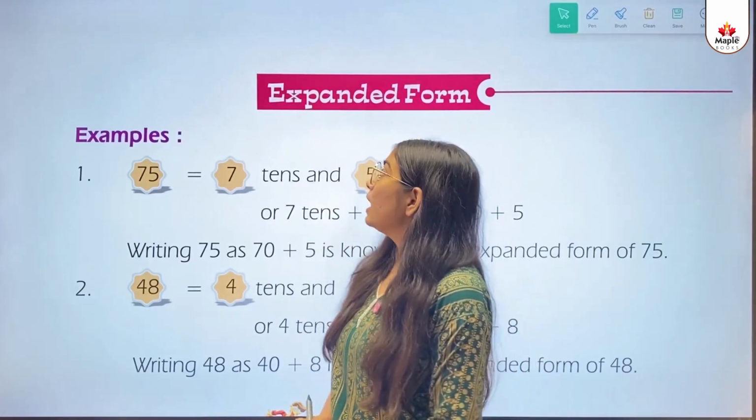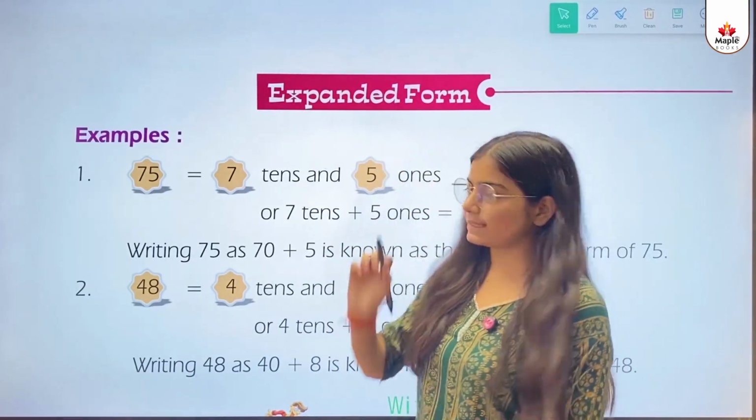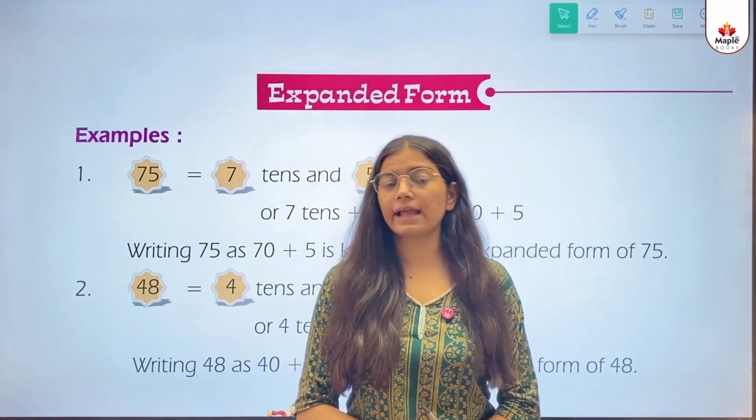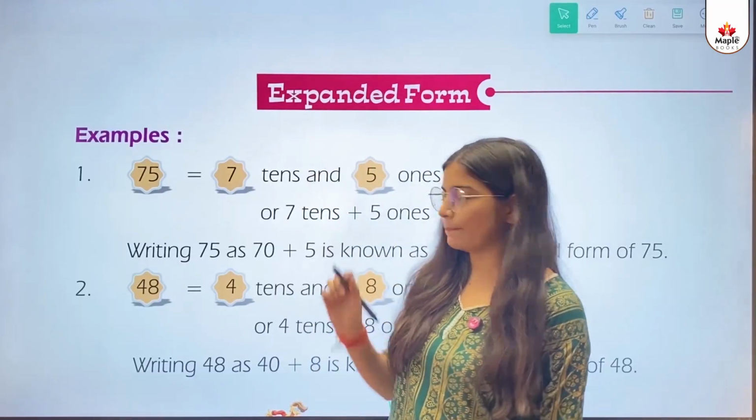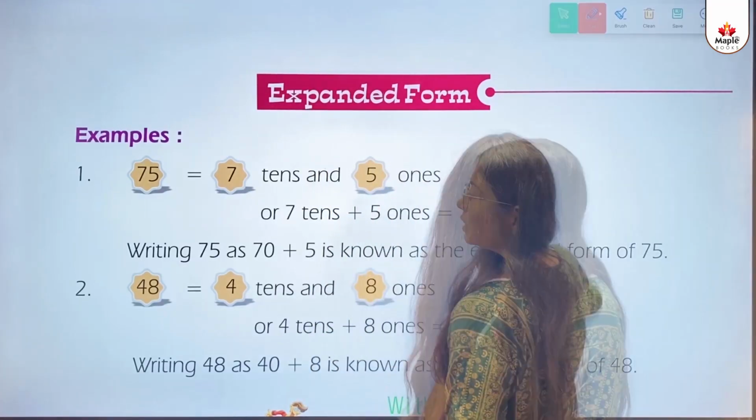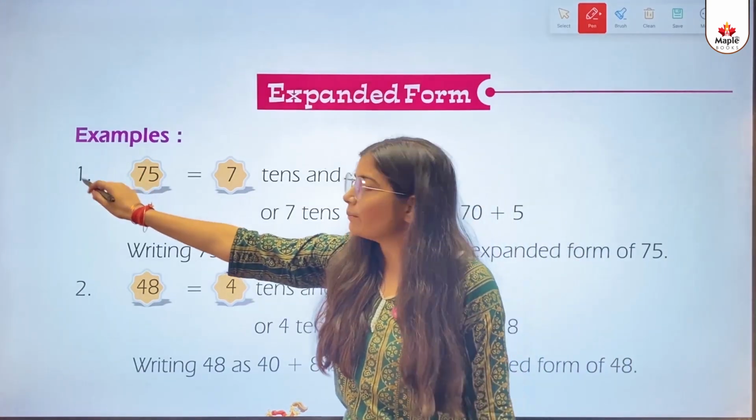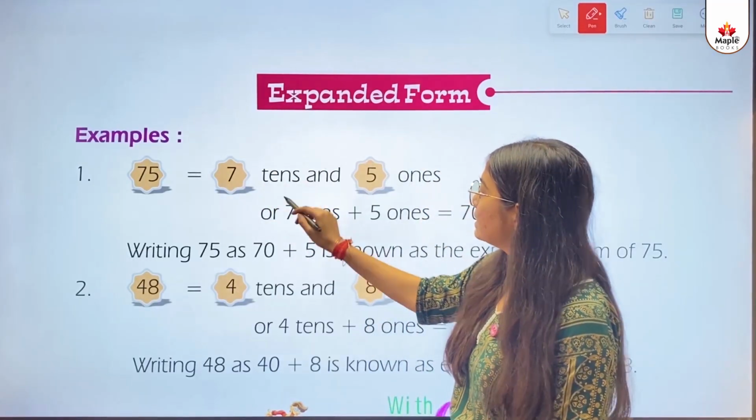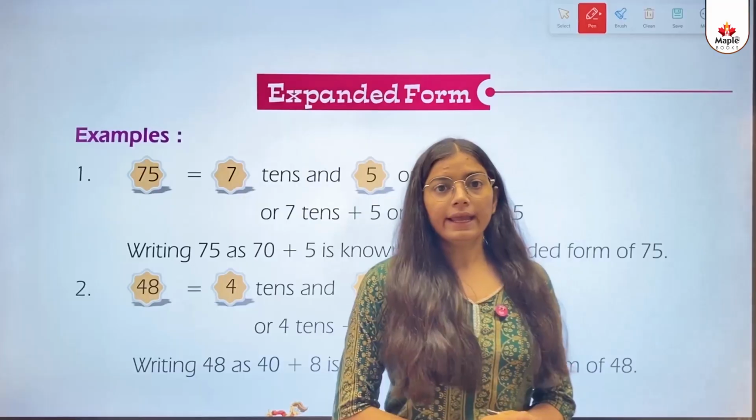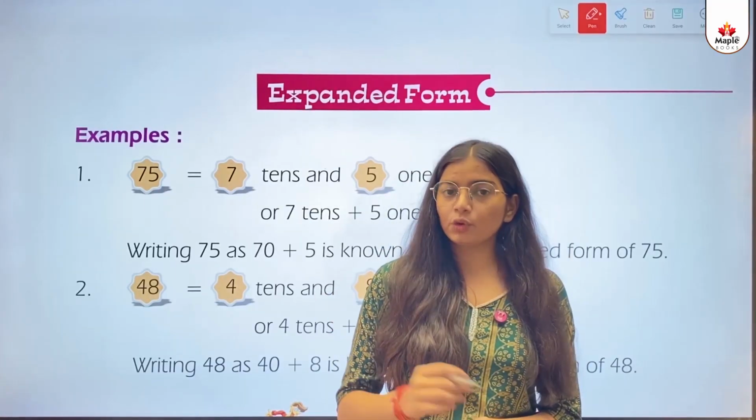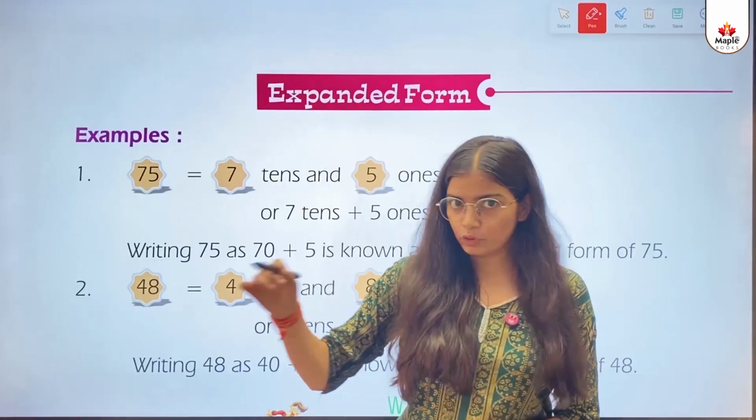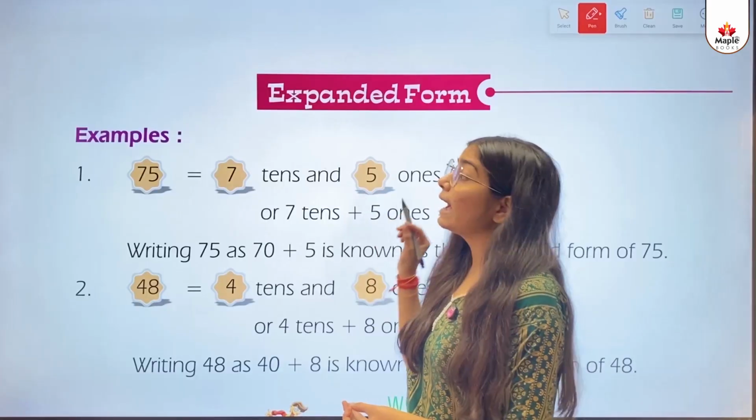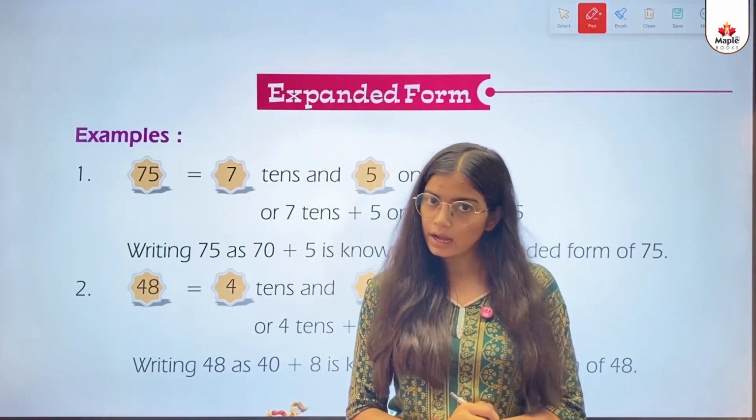So kids, we are going to understand a new concept called expanded form. We will understand this concept with the help of given examples in the book. So let's begin. As you can see, number 1 example, that is 75 equals 7 tens and 5 ones. In maths, a number is divided into ones, tens and many more others. We will learn later about them. But now we will learn about tens and ones in a number.